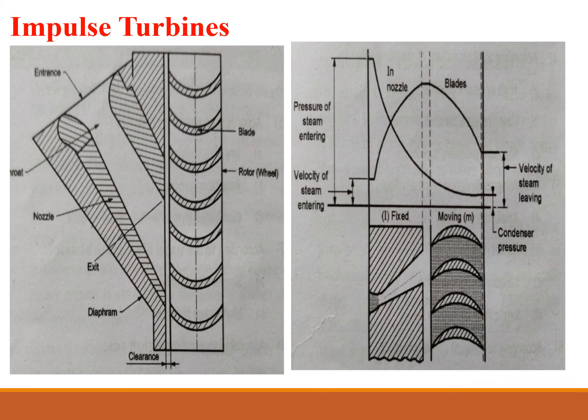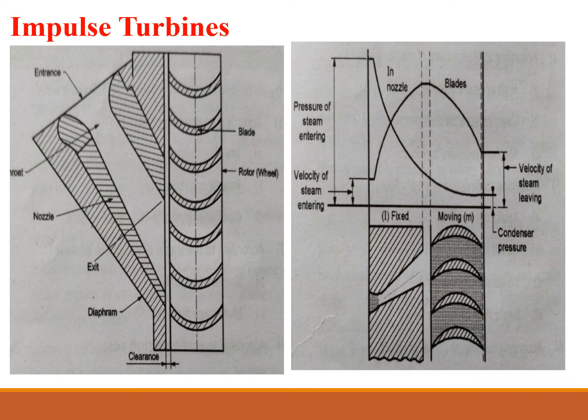Thus, in pure impulse turbine, the high velocity jet from the nozzle strikes the blade mounted on a wheel attached to the shaft. This blade changes the direction of steam and hence the momentum of the jet of steam, which rotates the shaft.